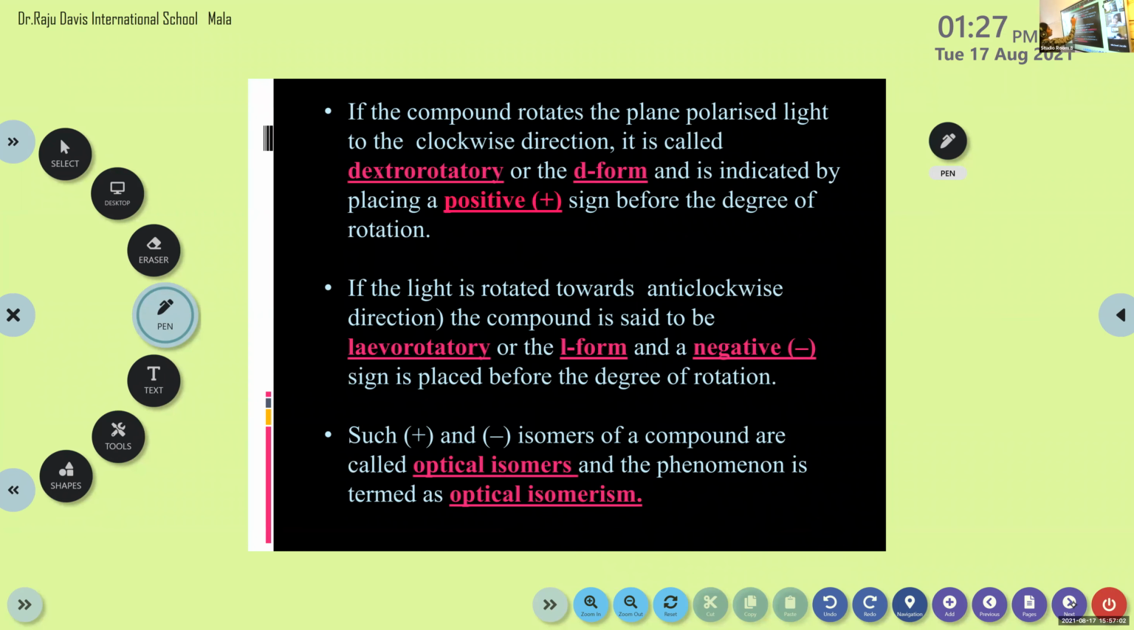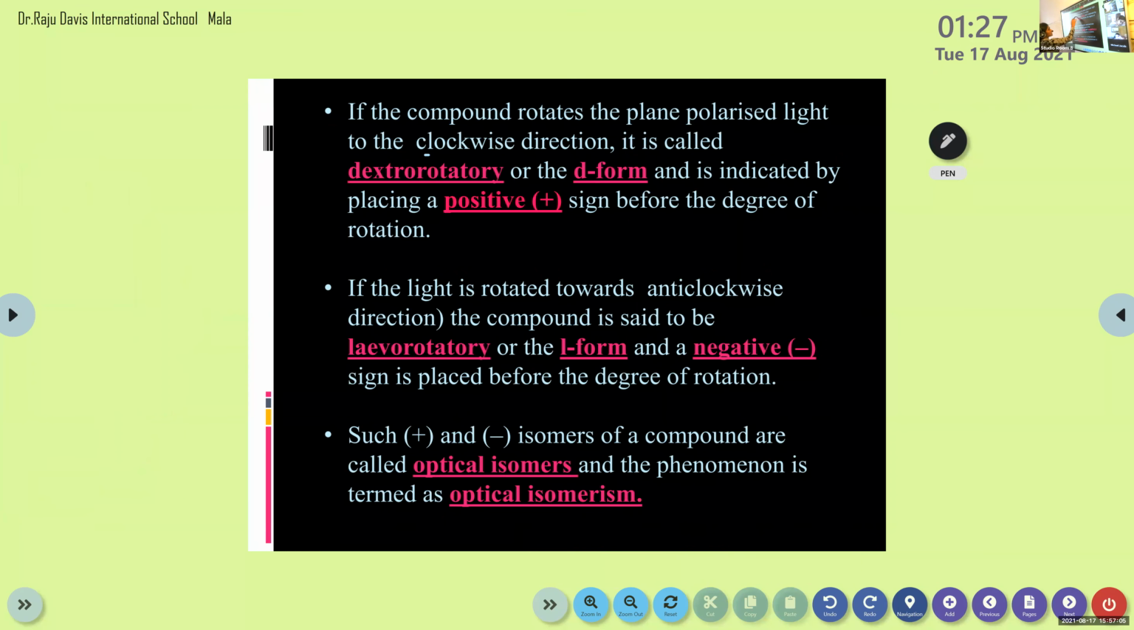Then, if the compound rotates the plane polarized light to the clockwise direction, or to the right, it is called dextrorotatory, the D form, and it is indicated by placing a positive sign before the degree of rotation. I told you optically active compounds are of two types, dextrorotatory and levorotatory. If the rotation of plane polarized light is towards the right, it is known as dextrorotatory or D form, or plus, a positive sign being the indication.